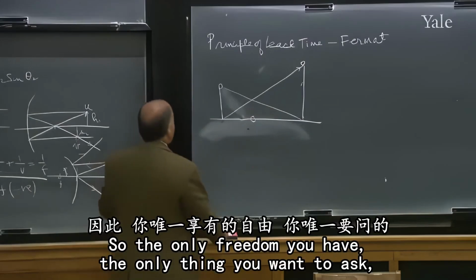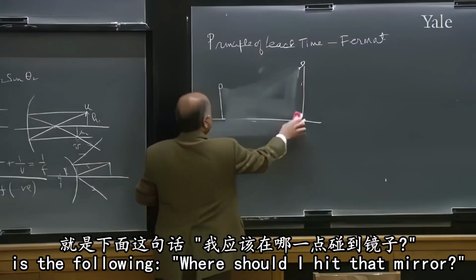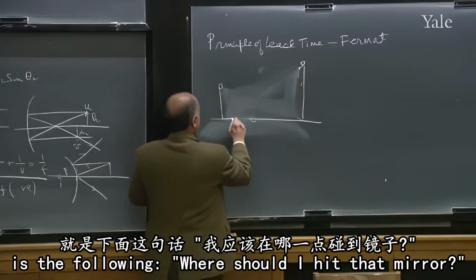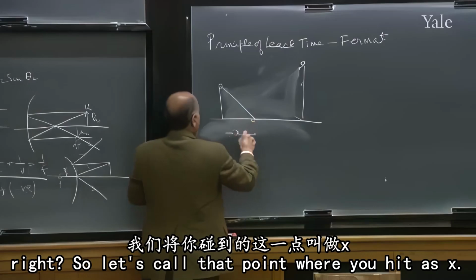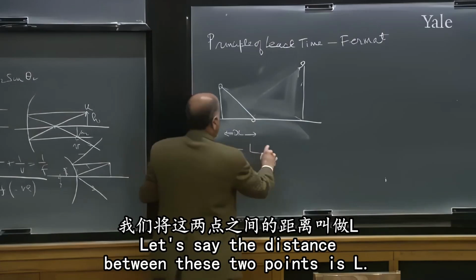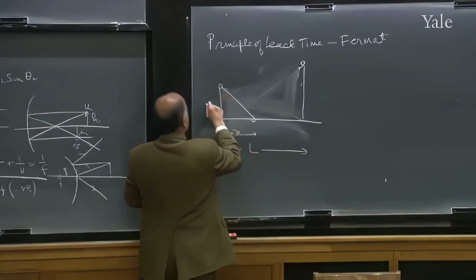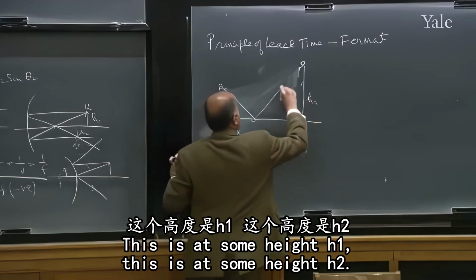So the only freedom you have, the only thing you want to ask is the following. Where should I hit that mirror, right? So let's call that point where you hit x. And let's say the distance between these two points is L. This is at some height h1. This is at some height h2.